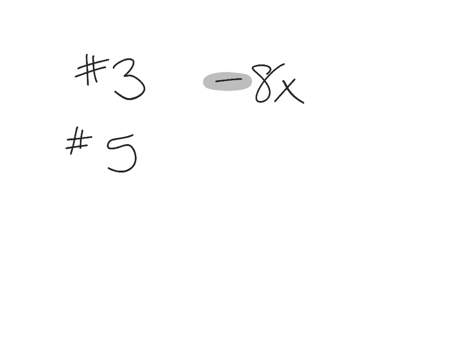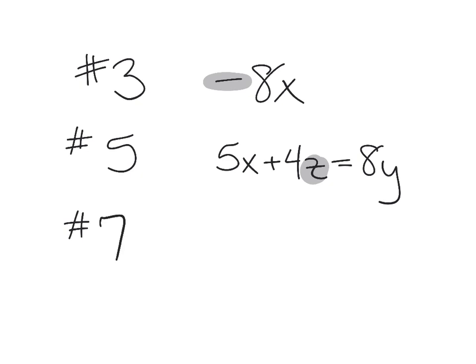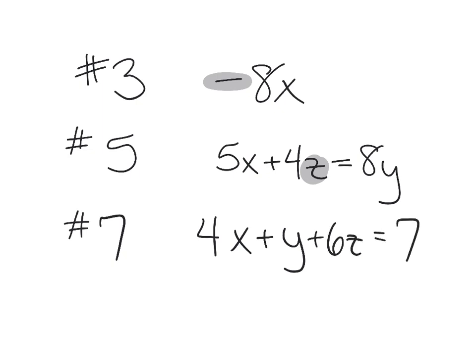On number 5, the second equation should read 5x plus 4z equal to 8y. So you change this from a y to a z. Again, my bad, straight up typos. The second equation. On problem number 7, the first equation should say 4x plus y plus 6z equal to 7, not 74. So please get rid of that 4 right there. My human was really showing yesterday.